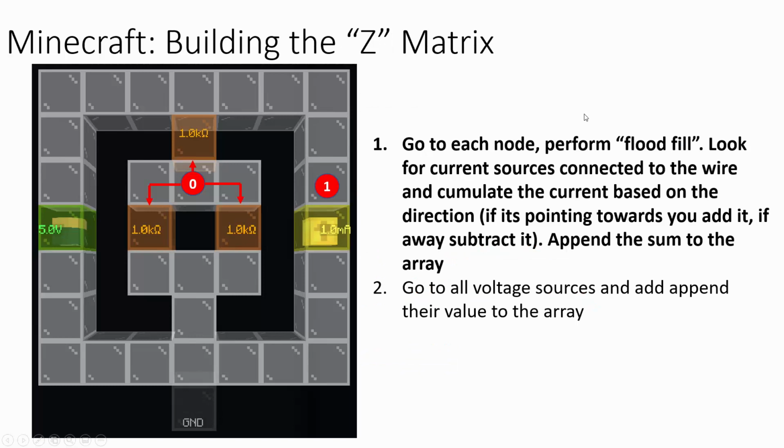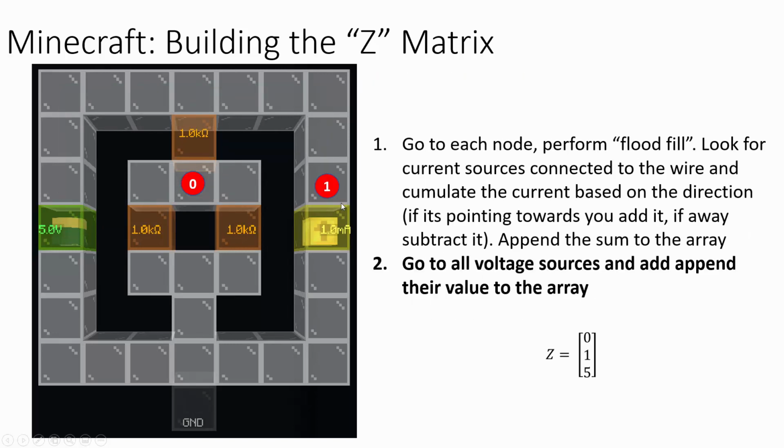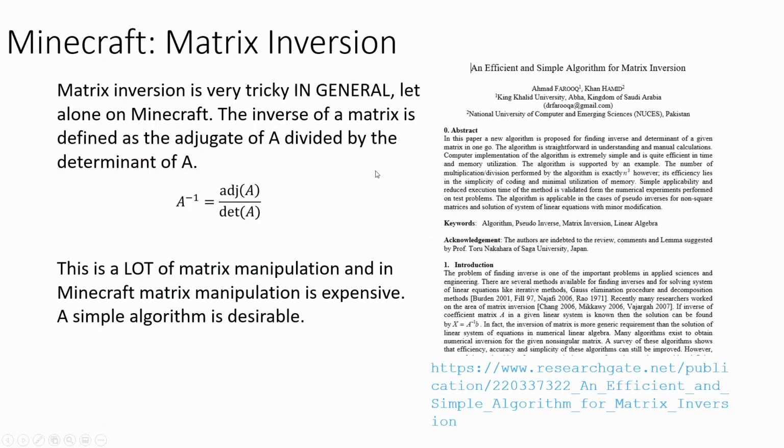Okay, so that creates our combination array here, 3, -1, 0, -1, 1, 1, 0, 1, 0. That gets our A matrix. Now we need the Z matrix. For the Z matrix, we need to go to each node and do a flood fill algorithm, and we have to accumulate all of the current pointing into it. So the same logic as checking if a voltage is pointing into it, you need to do with checking if a current is pointing into it, and then sum it. And then finally, we need to go to all the voltage sources in the order that we ID'd them earlier and append them to the list. So 0, 1, and 5 is our order here.